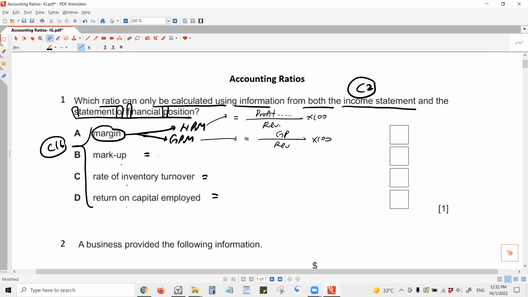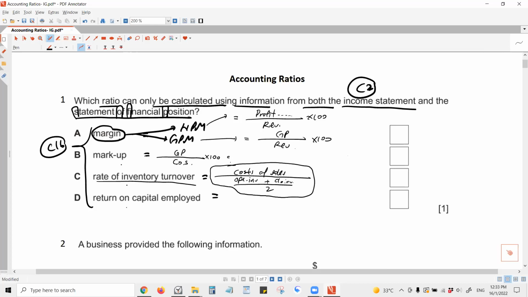Okay, what is markup? Markup is gross profit on top, cost of sales at the bottom, then times 100. Rate of inventory turnover, you have cost of sales on top, then opening inventory plus closing inventory divided by 2. Okay, remember, this is the formula for rate of inventory turnover if you see chapter 16. ROCE, profit for the year on top, NCL and capital at the bottom.